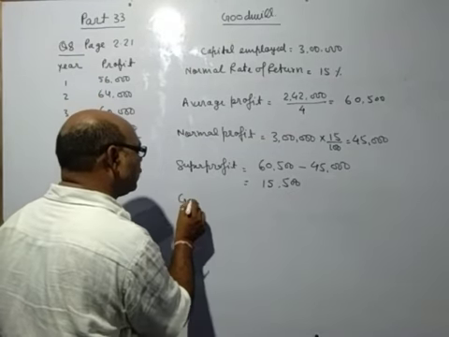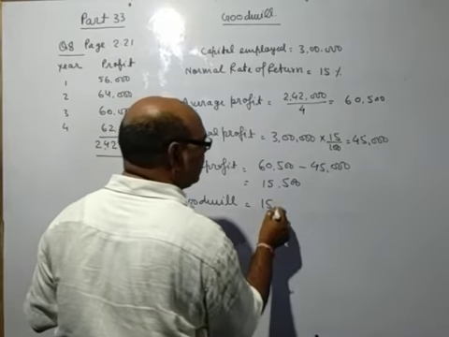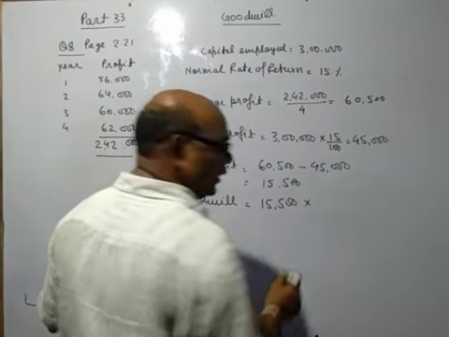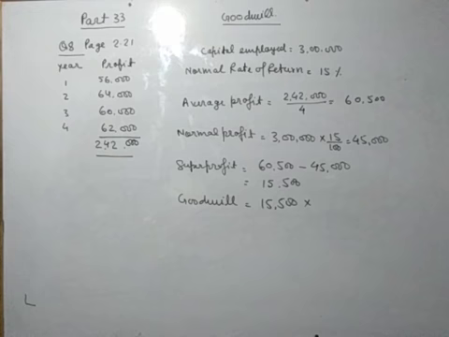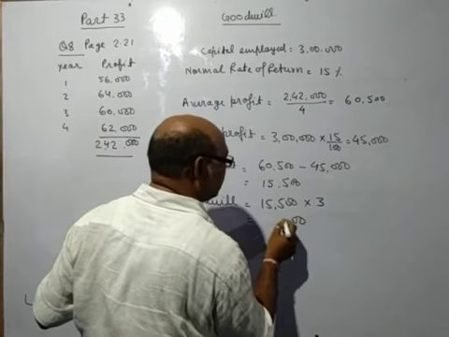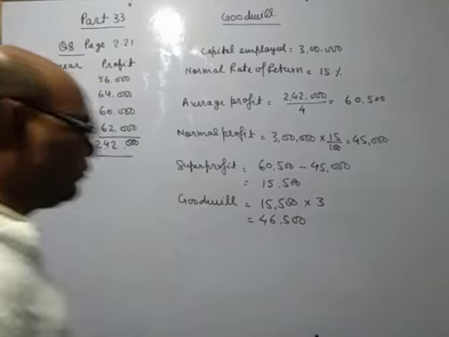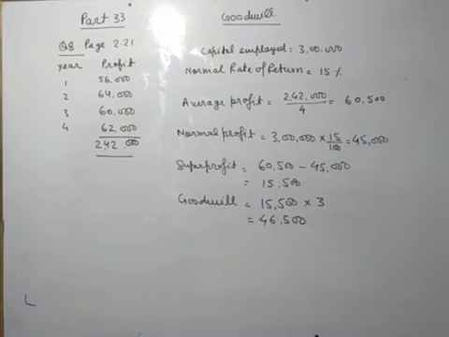Now you will calculate the goodwill. So super profit 15,500 into number of purchase years, that is given in the question. It is the 3-year purchase of average super profit, so the number of purchase years is 3. So the amount of goodwill will be 46,500.